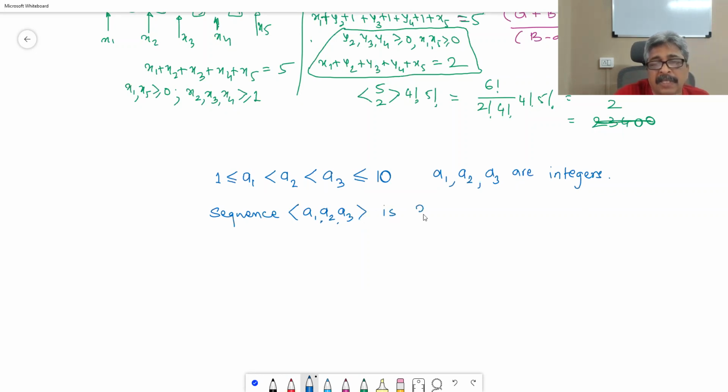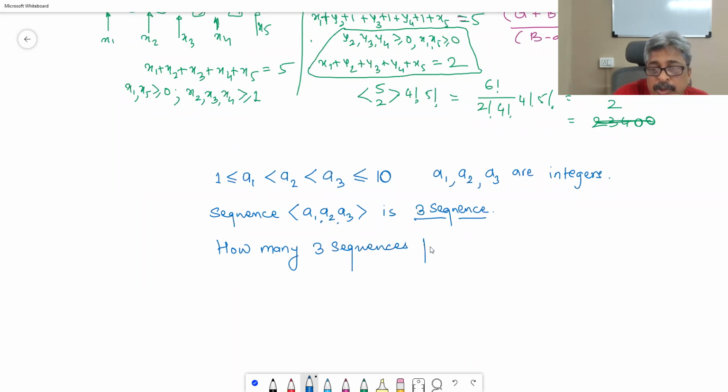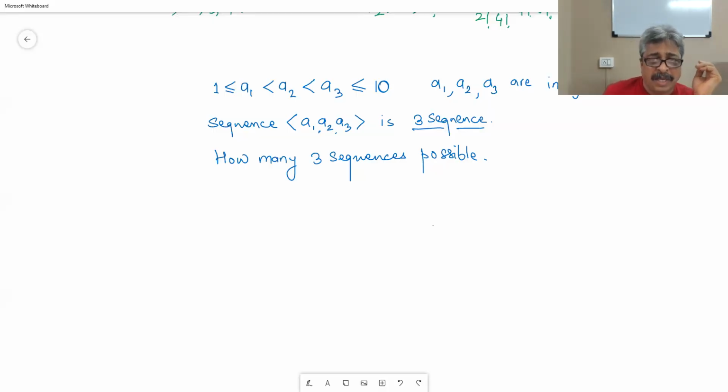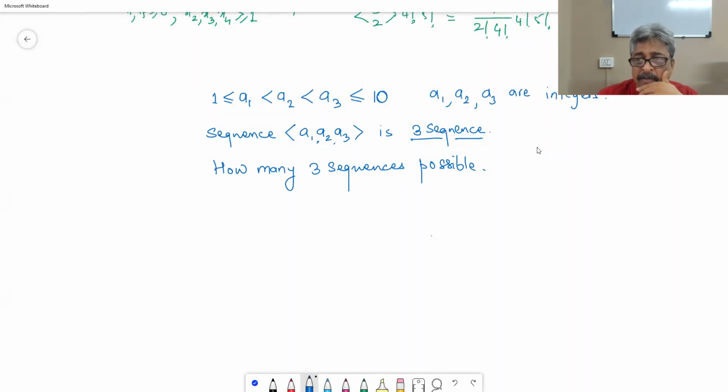Let us say, 3 sequence. So how many 3 sequences are possible? Tell me the numerical answer. Choose 3 out of 10. 10 choose 3.